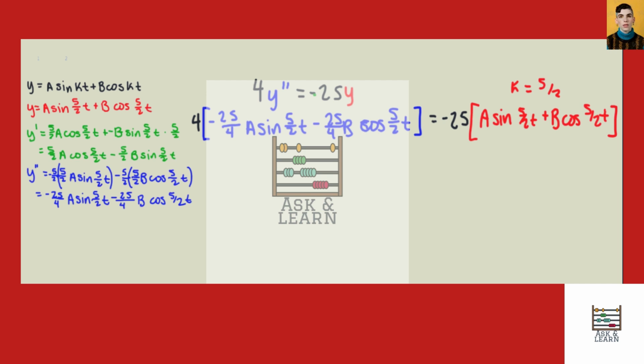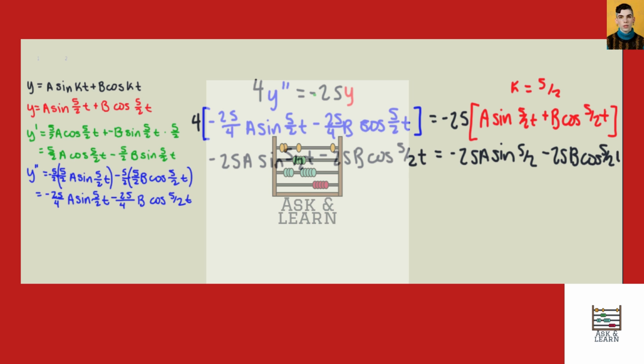Yay. So now we distribute, and we're left with negative 25a, just distributing that 4 into our left-hand side. And now I'm going to distribute this 25 into our right-hand side. And our left-hand side is exactly what's on our right-hand side. Therefore, we verified that solution for the value of k.